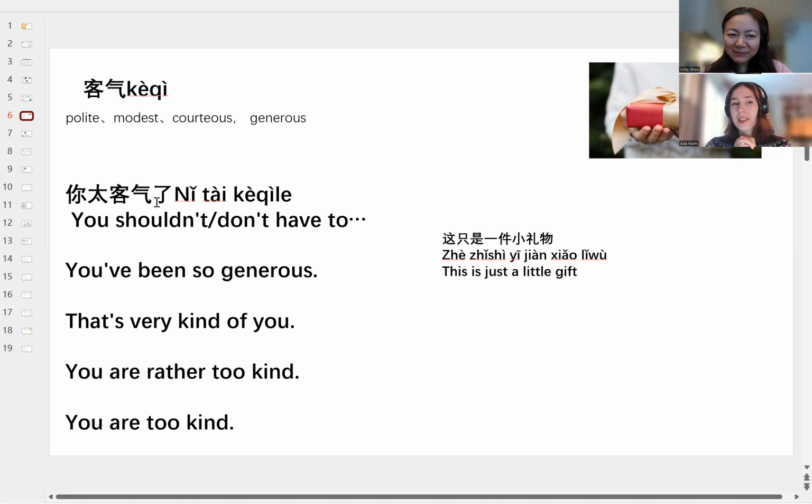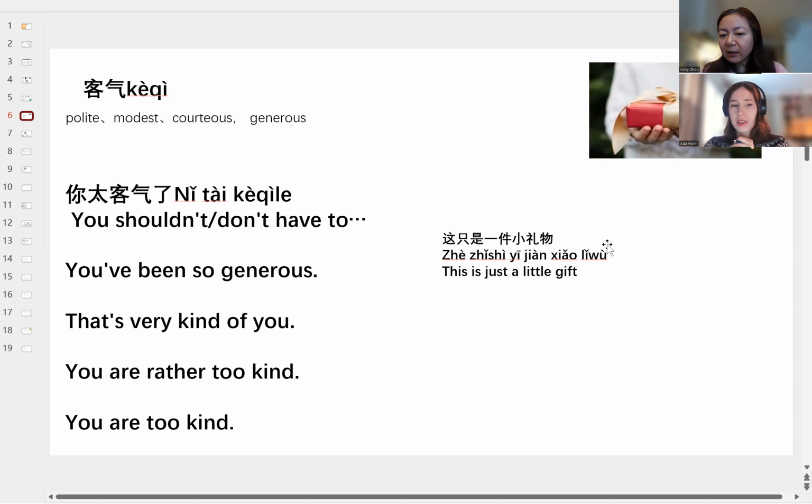It means it's really polite of you to do so. You shouldn't, you don't have to do it. It's kind of courtesy, like this kind of greeting and saying. We say it a lot. When you get some gift from other people, you say, thank you, 谢谢, 但是你太客气了, 太客气了. So here means, like to be a guest, you are very polite.